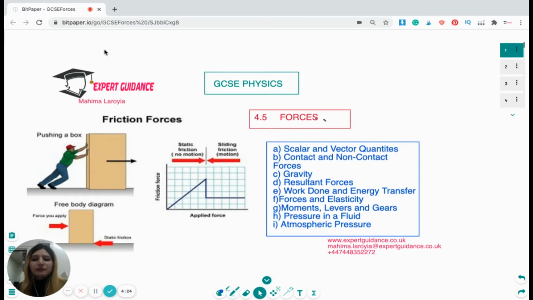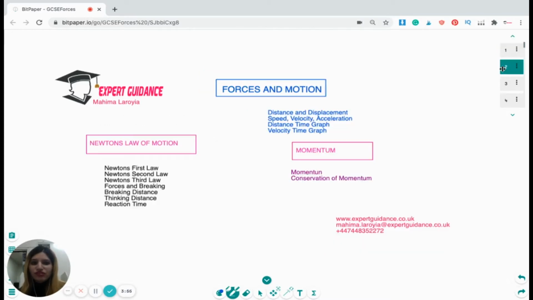So let's begin. In this unit, we'll be covering the topic of forces and motion. For forces, we'll be covering what are scalar and vector quantities, what are contact and non-contact forces, what is gravity, what are resultant forces, how do we work out the resultant forces, the concept of work done and energy transfer, forces and elasticity, moments, levers and gears, pressure in a fluid, and atmospheric pressure.